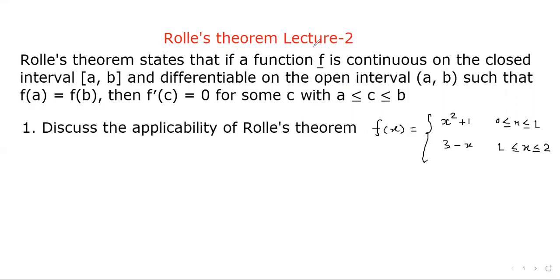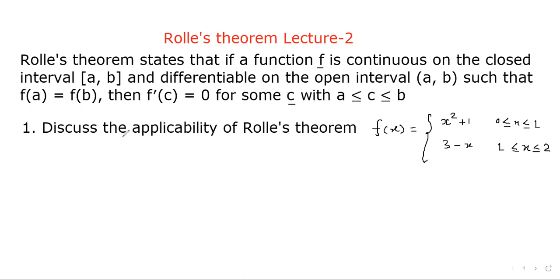Rolle's theorem, lecture 2. Statement of Rolle's theorem. If a function f is continuous on the closed interval [a, b] and differentiable on the open interval (a, b) such that f(a) equal to f(b), then f'(c) equal to 0 for some c with a less than c less than b.